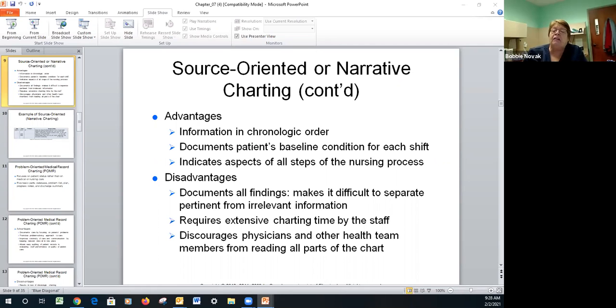It does require a lot of time to chart. If you have more than one patient, it's going to take you about 3 times as long to chart than it would in another type of charting system. And it keeps other health team members from looking at your notes because they're just focused on their part, their source, their notes. They're not going back and looking through the nursing notes to find out what happened in nursing. So it keeps people from reading other people's notes and working as a team, basically.